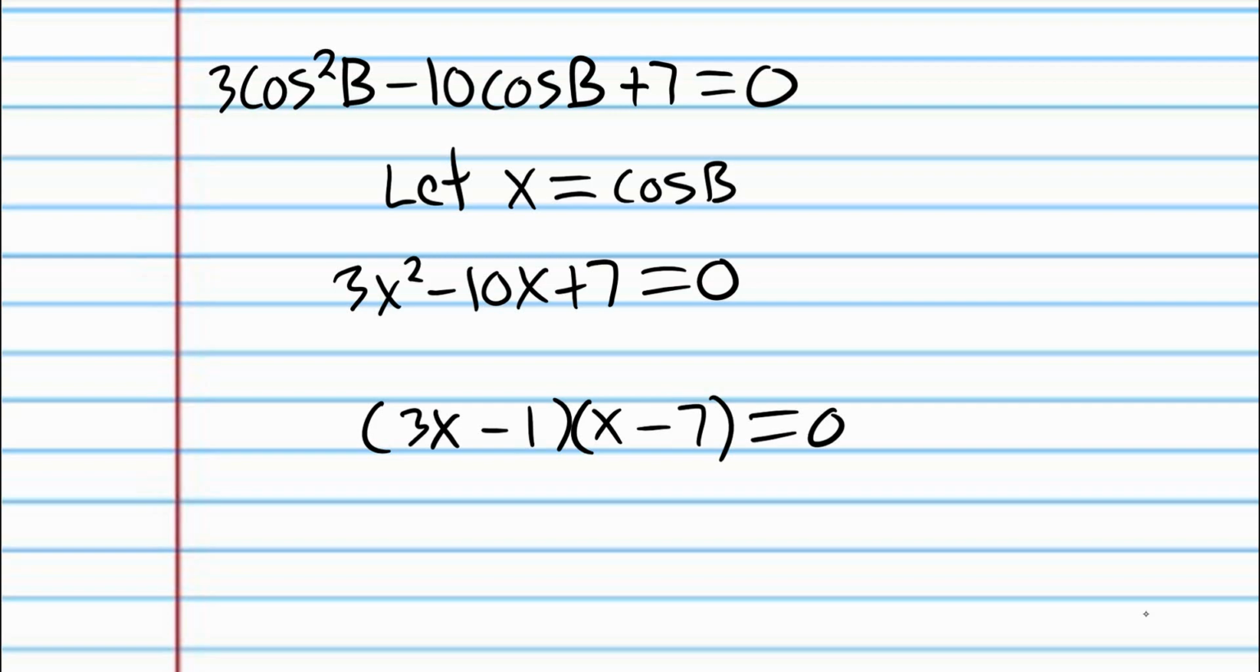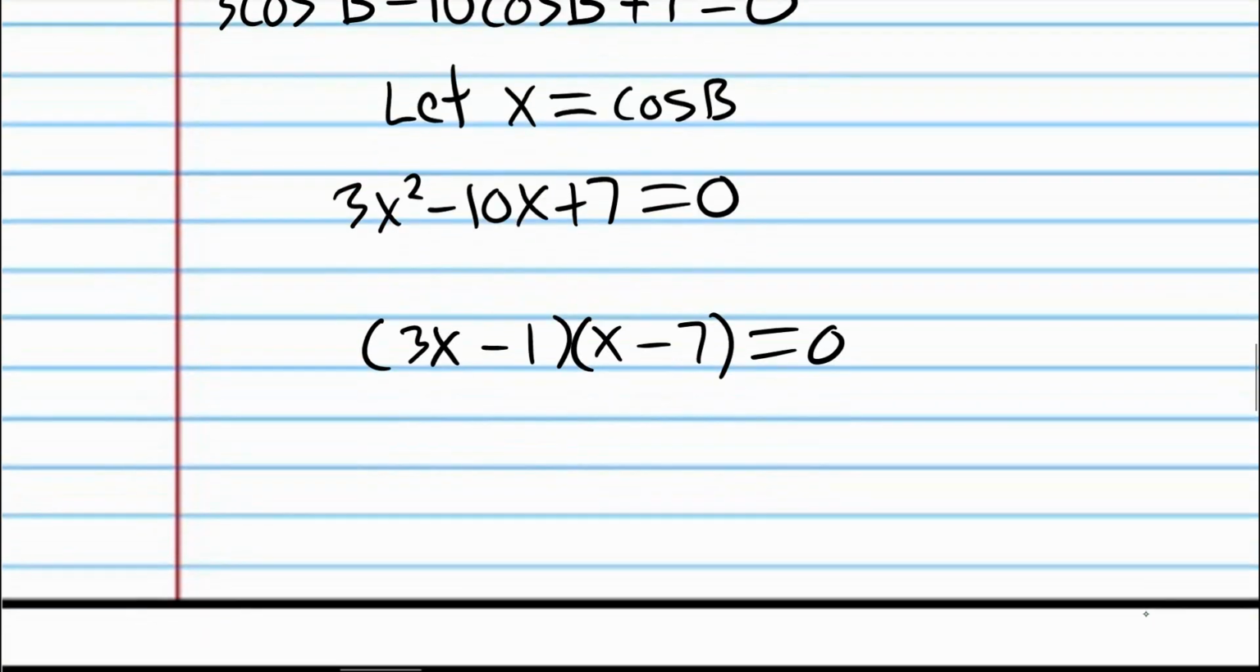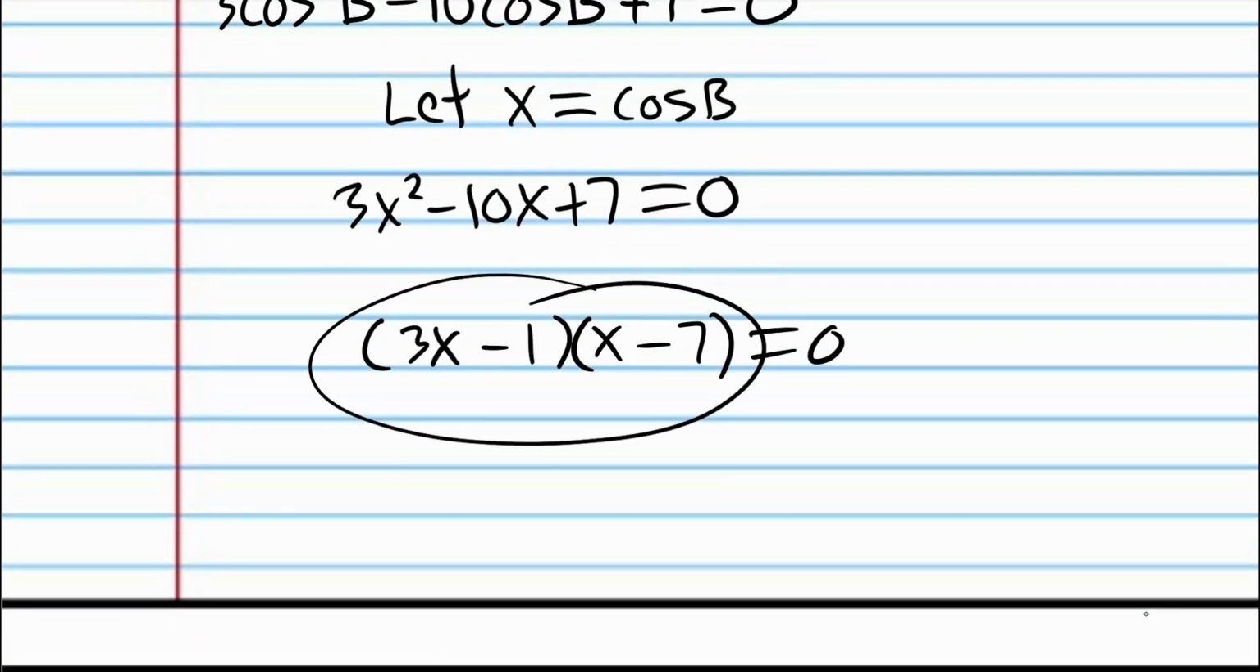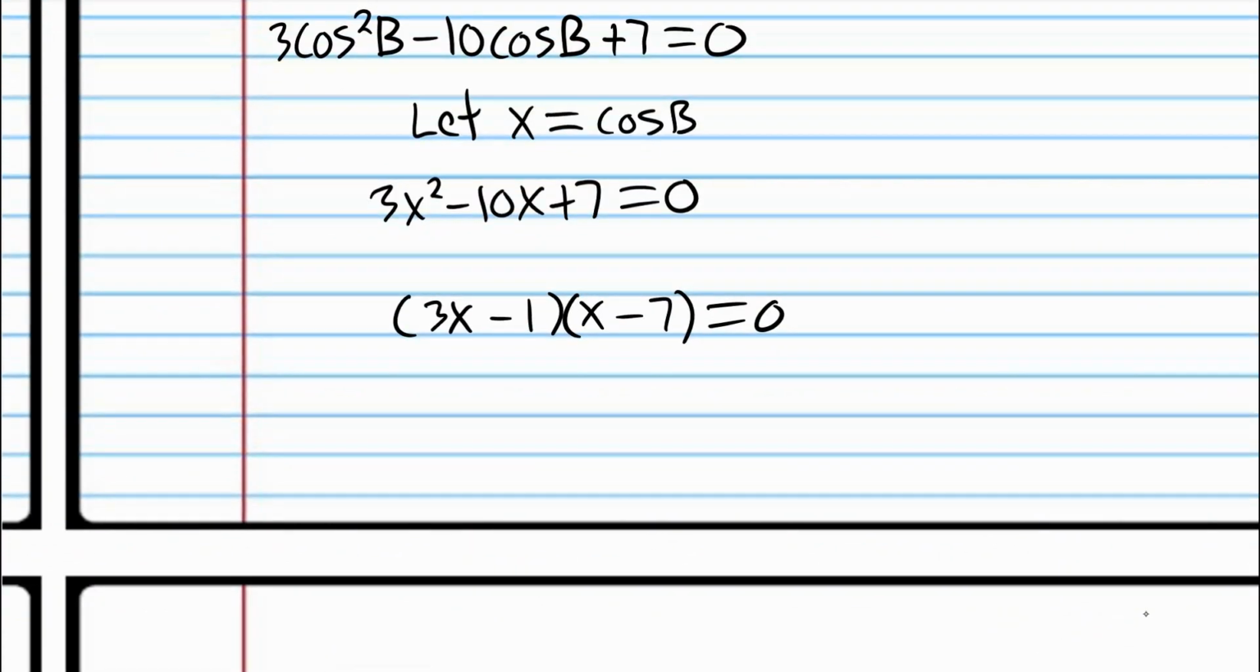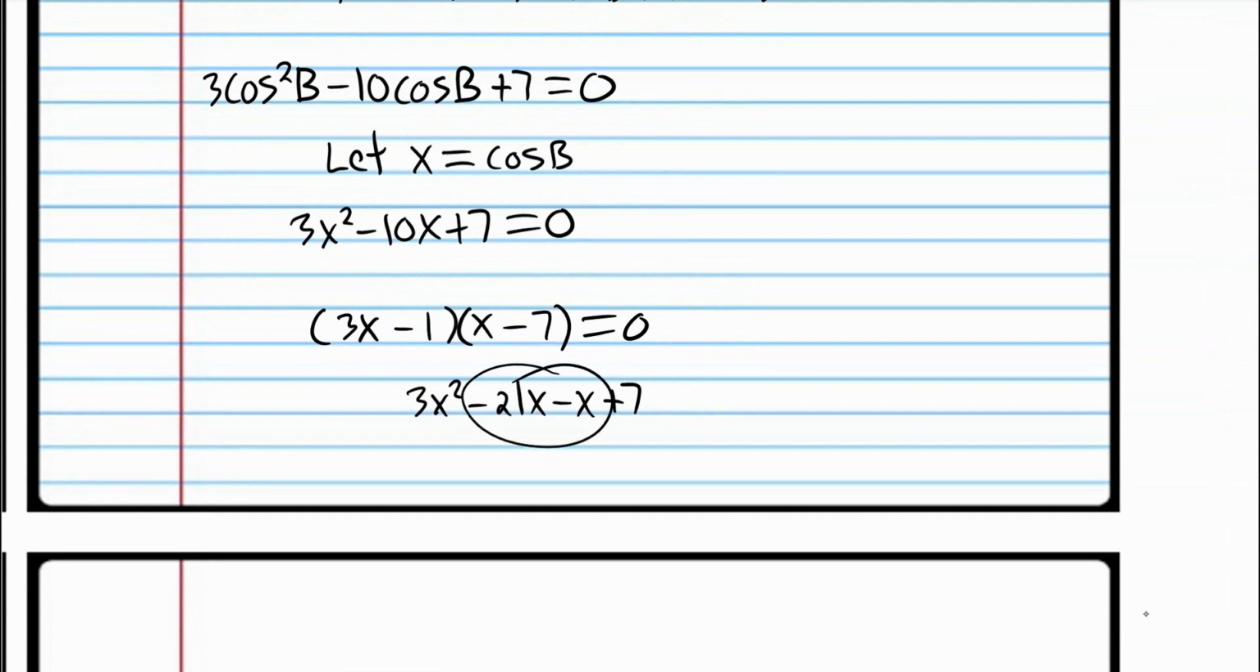Okay, so now we need to use FOIL on this to see if we got the right answer. We don't know if we did it correctly or not. So FOIL: the F is 3x squared, the O is negative 21x, the I is negative x, and the last term is 7. If you add these up, you get negative 22x. That didn't work. So let's try switching the numbers. Let's put the negative 7 first, and then the negative 1.